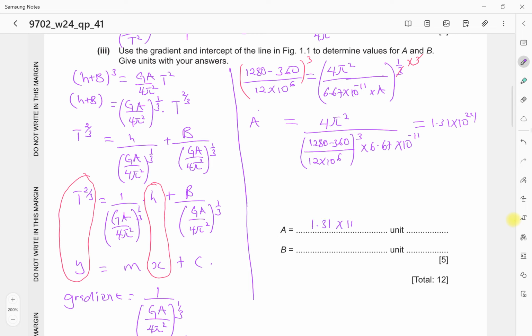1.31 times 10 to the power of 24. The unit, of course, is kilograms. Of course, I had to doubt a mass which has a power of 15 for a planet. It was really not interesting.